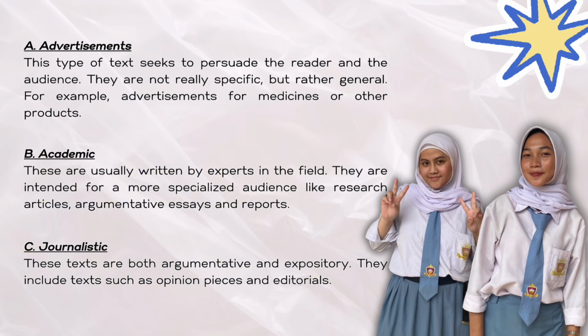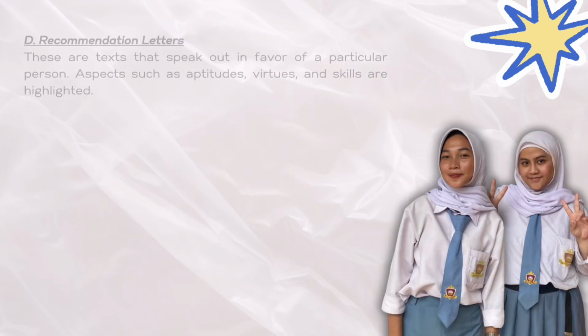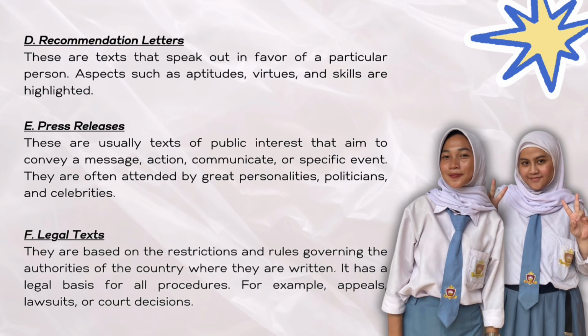They are intended for a more specialist audience, like research articles, argumentative essays, and reports. C. Journalistic. These texts are both argumentative and expository. They include texts such as opinion pieces and editorials. D. Recommendation letters. These are texts that speak out in favor of a particular person. Aspects such as aptitudes, virtues, and skills are highlighted.